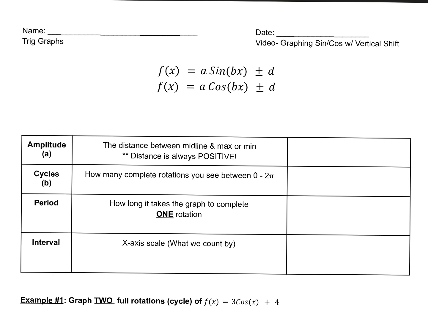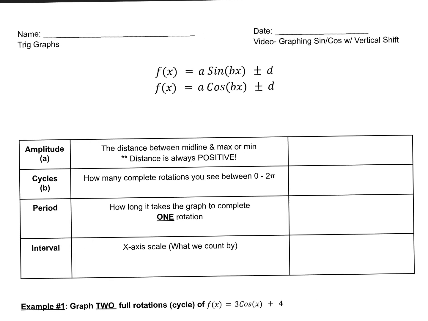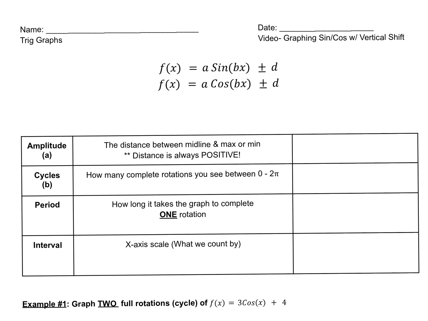Hi everyone. In today's lesson, we're going to talk about how to graph sine and cosine curves with vertical shifts. It could be a sine or a cosine graph, but it doesn't matter. The concept is still the same. A is still the amplitude. B is still the cycles. But this time I've added a plus or minus D, and this is my vertical shift. It's also referred to as my midline.